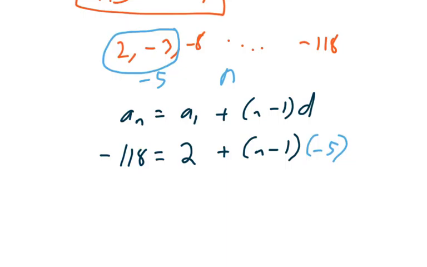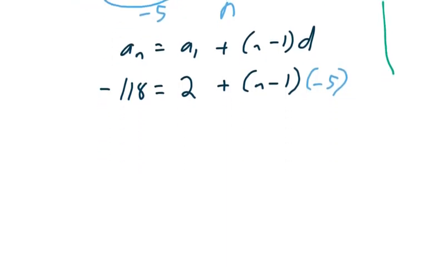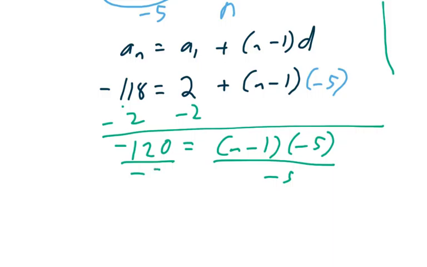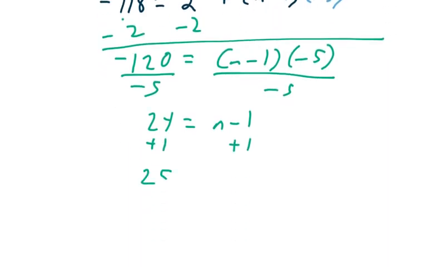So the easiest way to solve this is for me to subtract 2. So I got negative 120 equals n minus 1 times negative 5. To get rid of the negative 5, I'm going to divide both sides by negative 5. So 24 equals n minus 1, plus 1, plus 1. 25 equals n.